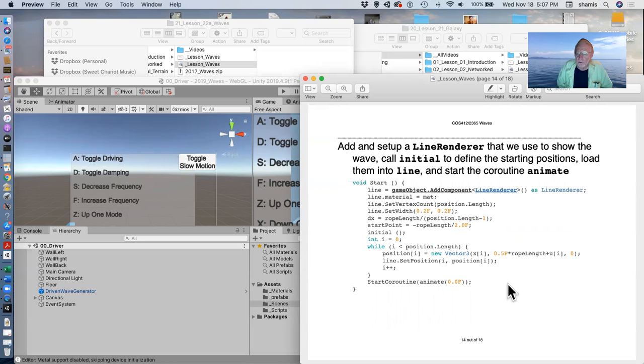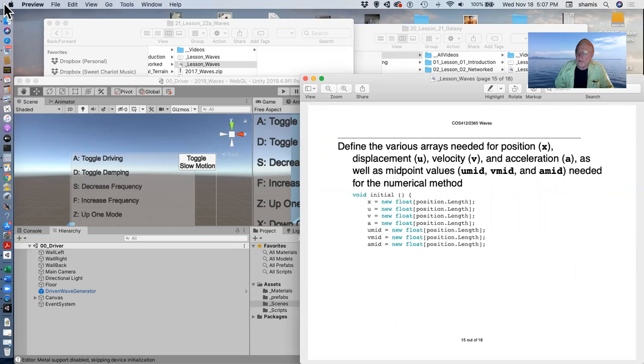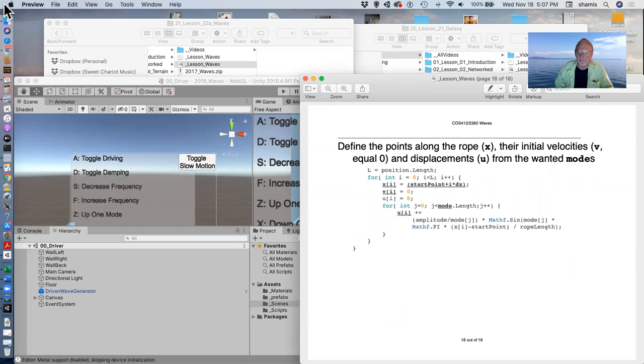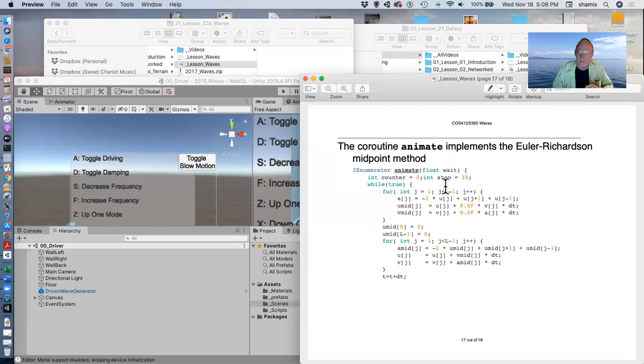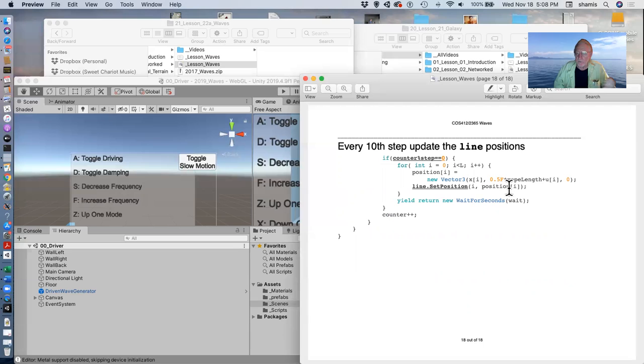And then I turn it over to animate, a coroutine that is going to update velocities and positions. By the way, the initialization here, I'm starting off with a particular mode here. So I'm choosing actually a number of modes that I'll add together to give the initial shape of things. And animate is really nothing more than that Euler-Richardson method, updating the positions and velocities, and then assigning those positions that I've updated to my line position.